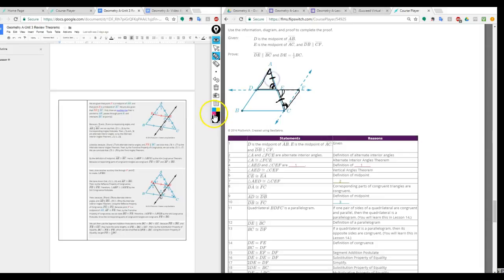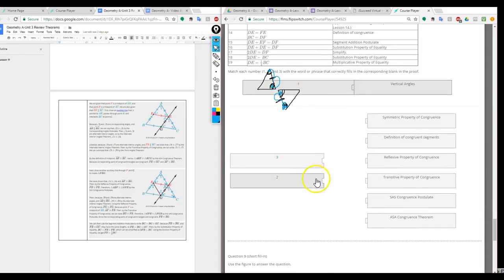So what we have is an angle, a side, and an angle. We had an angle, a side, and the corresponding angle. So we have angle, side, angle, triangle congruence.